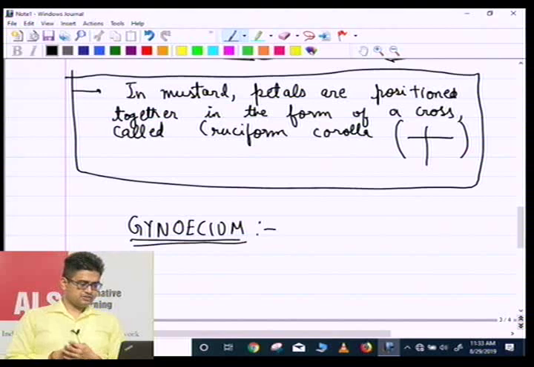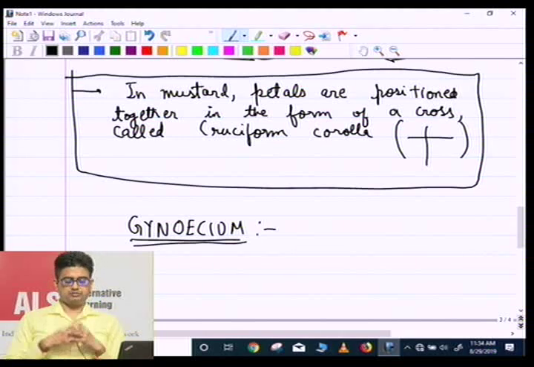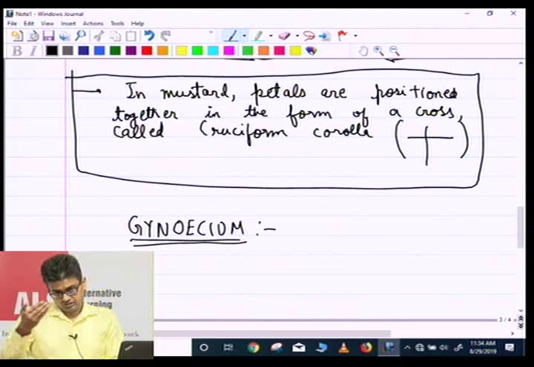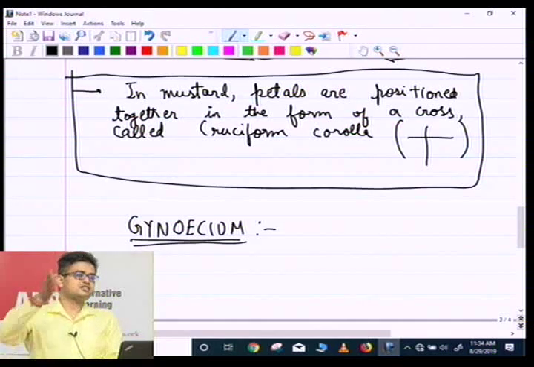When we talk about gynoecium, it is the female reproductive part. And in the female reproductive part, what is the unit? Does anybody remember the unit of gynoecium? What is the gynoecium composed of? Like petal is the unit of corolla, sepal is the unit of calyx. So what is the unit of gynoecium? Can anybody answer this?